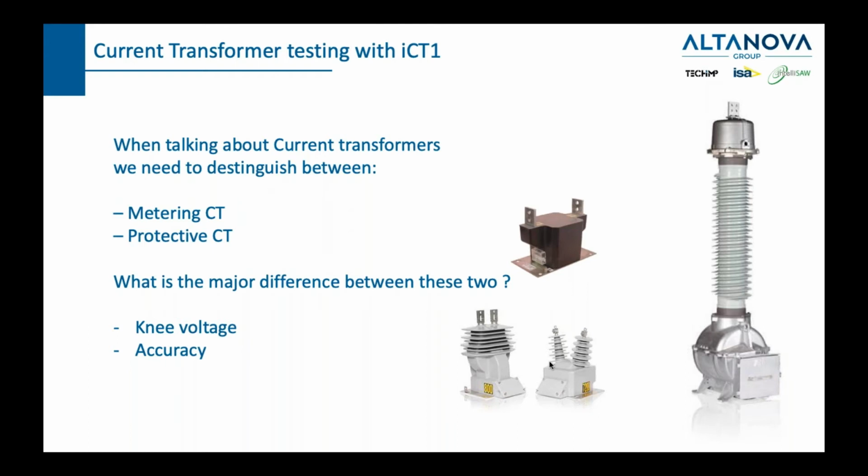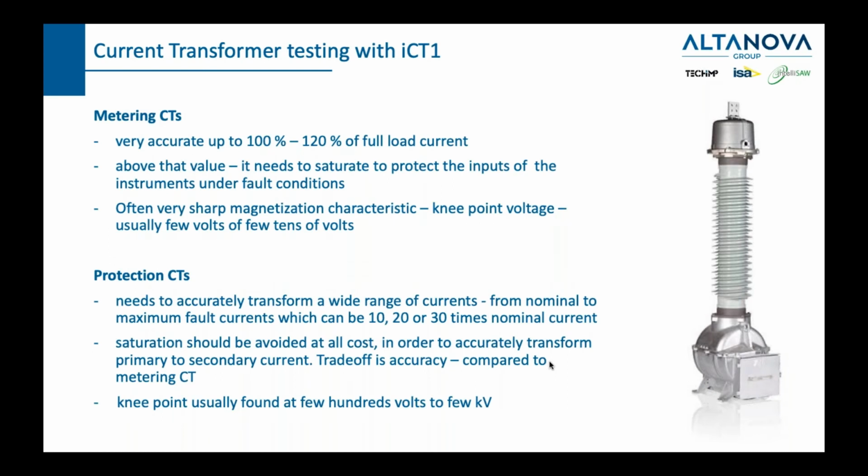So simply because when you have a fault, as we said, on the line, then your current is not increased 1, 2, 3, or 5%. It's increased 1, 2, 3, or 500%, and that's why accuracy is, let's say, secondary when we talk about a protective CT. But let us go a little bit more in depth. So metering CTs are very accurate, up to 100 or up to 150% of full load current. Above that values, metering CTs need to saturate in order to protect the inputs of the instruments under fault conditions.